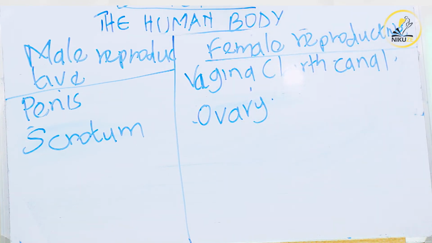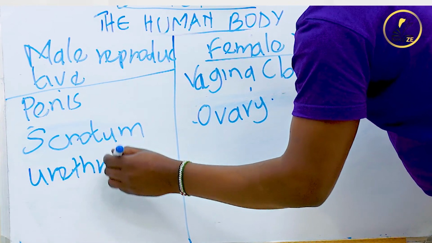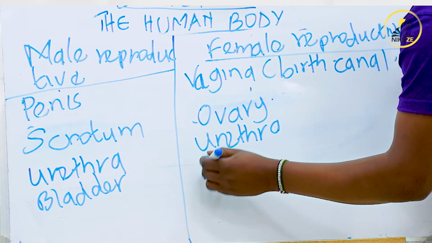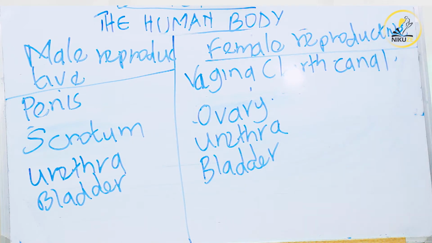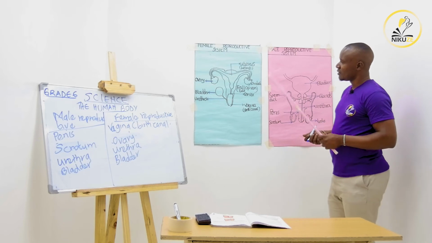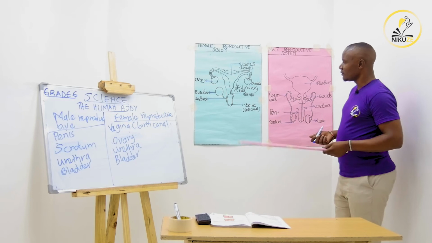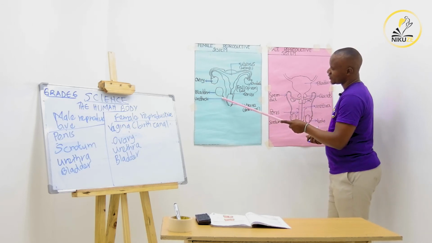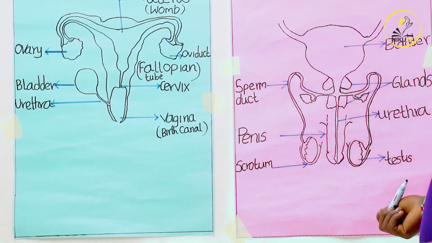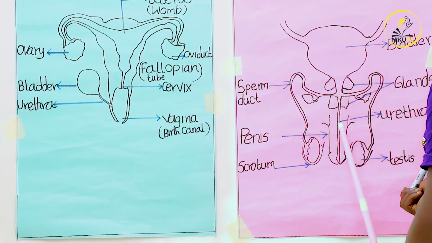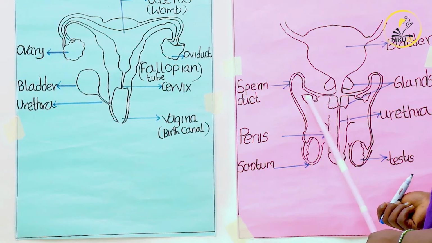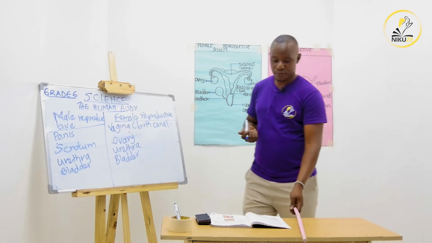Then from there we have got the next part. Urethra is common to both. We also have bladder, which is common to both. Now to talk about urethra, at the beginning of the topic, we said that in male the urethra is located at the same point with the penis, whereas in the female the urethra is located at a different point from the vagina. The bladder and the urethra lie towards the right hand side, and we have got the urethra, which is a tube that runs through the penis. So the urethra is located at a different point in the female reproductive system, whereas in the male reproductive system, the urethra is located at the same point with the penis.